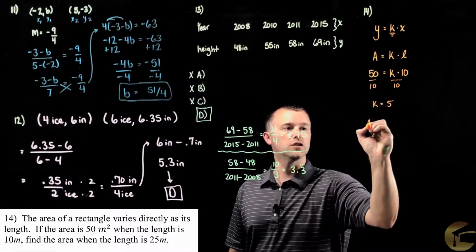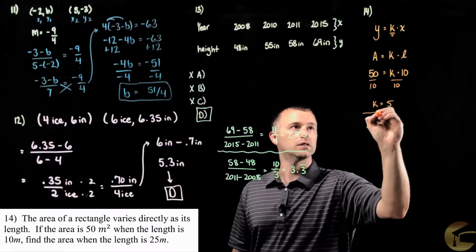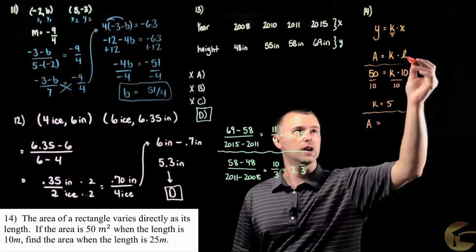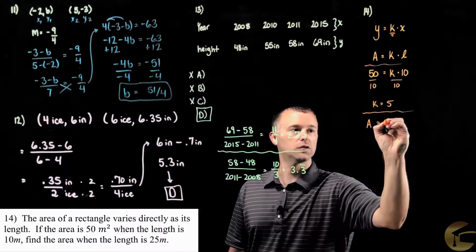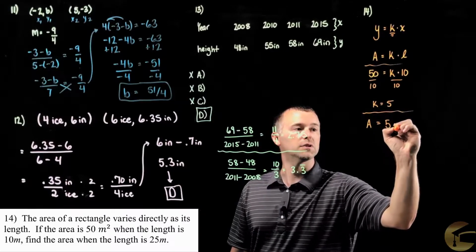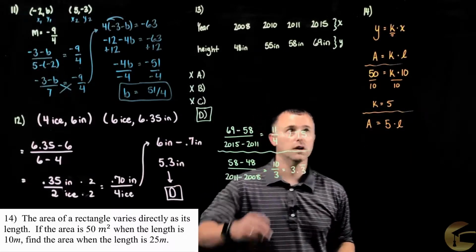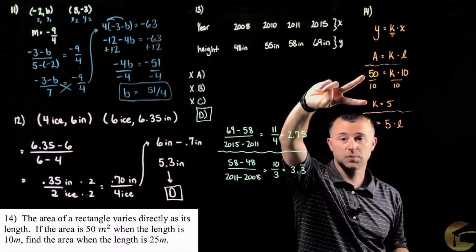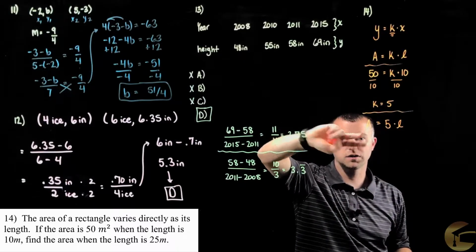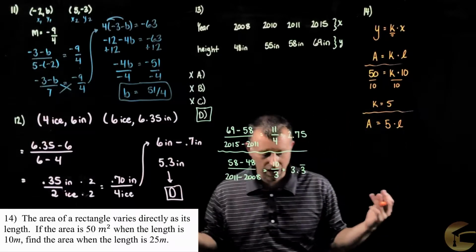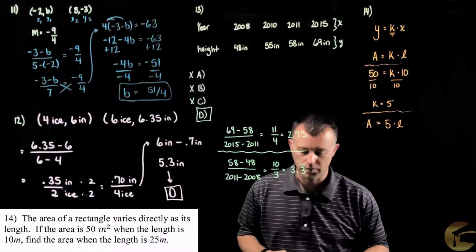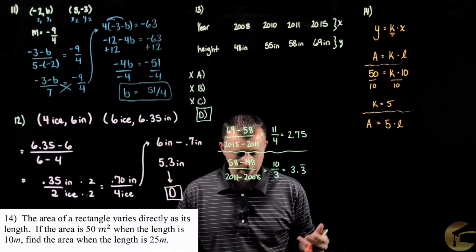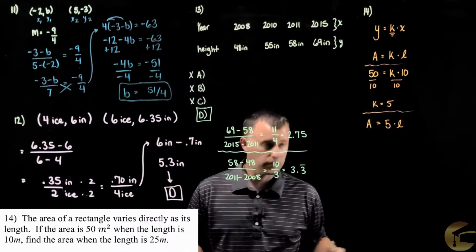So now my equation is this. And this is kind of like its own little step. K is 5, so it's going to be 5 times L. That's my new equation. So the first step was really just to figure out what the equation is. The second step is to define k. The third step is to solve. In this case, they're going to have to give us either A or L, and we're going to solve it. So find the area. We're finding A when the length is 25.